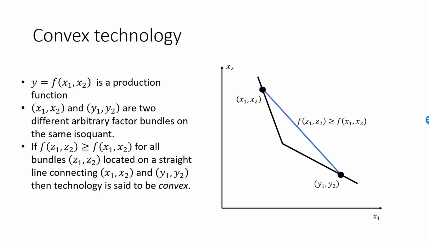This will also be true no matter how you pick the x and the y bundle on the isoquant, so this isoquant is consistent with convex technology. For some choices, the blue line will overlap the isoquant, but that is okay because of the inequality greater than or equal to. With strictly monotonic technology, technology is convex if and only if every isoquant is the graph of a convex function. You probably recognize this entire discussion from the consumer theory, where we had indifference curves instead of isoquants.